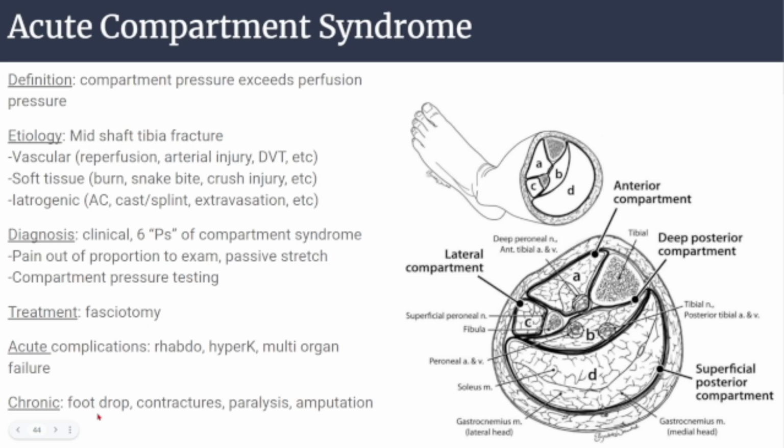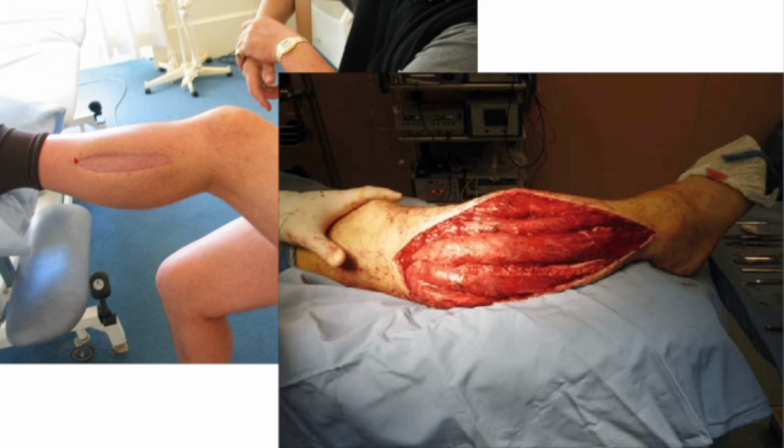More chronically, foot drop, right? So if you knock out the anterior compartment here, dorsiflexion is basically gone, and that patient's going to have foot drop. You can also have contractures, paralysis. Some people will lose their leg. Here's a smaller fasciotomy that has scarred down and healed as much as it can. It's supposed to look like this, right? That's the whole point. Here's an acute fasciotomy in the operating room, and you can just see the lateral compartment of the leg is just completely spilled out here. It's very impressive.